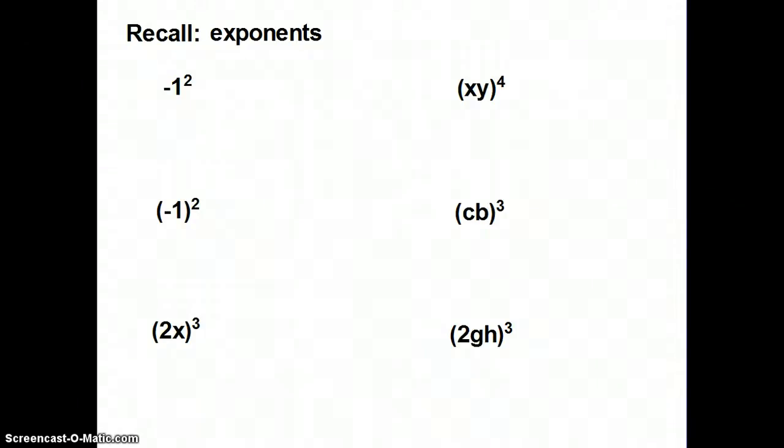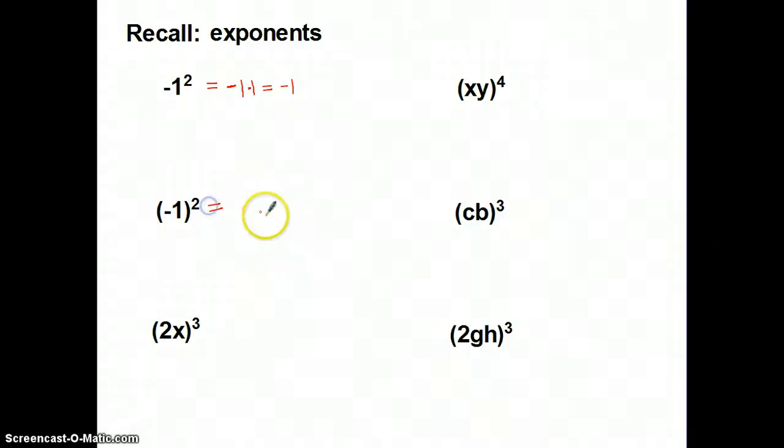First, let's recall exponents. Negative 1 to the second power. If you remember, that negative is not included with the exponent of 2. So what we have is the negative of 1 squared, so 1 times 1, which ends up being negative 1.